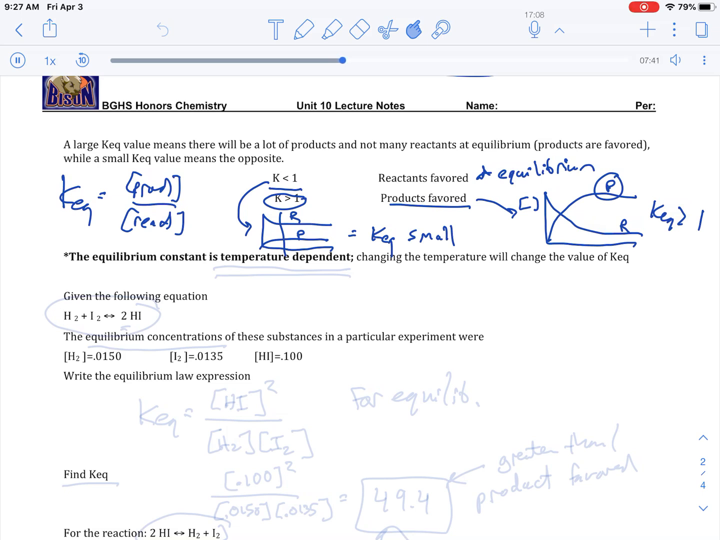Okay. It's important to note, the equilibrium constant can be changed, but only by temperature. Temperature changing is the only thing that can change the value of KEQ. Nothing else will change it. That's going to come up later. Okay, so let's take a look at this example here. We've got hydrogen reacting with iodine to form hydrogen iodide. Let's go ahead and write the equilibrium expression. So I'm going to go ahead and pause it while you write that out.